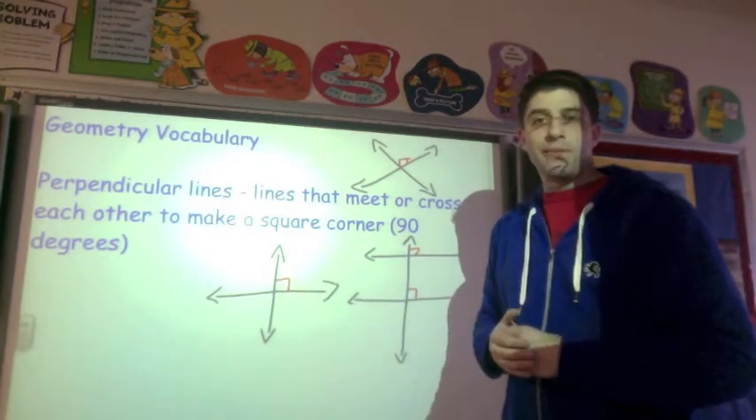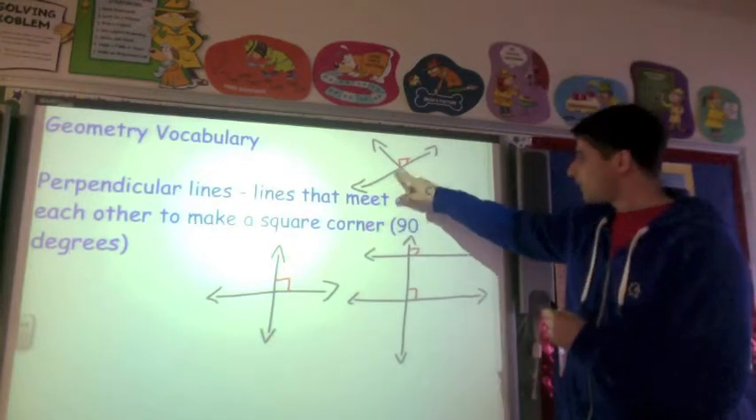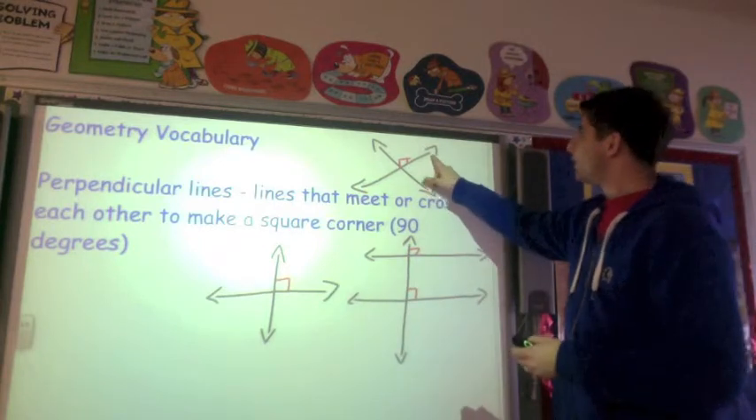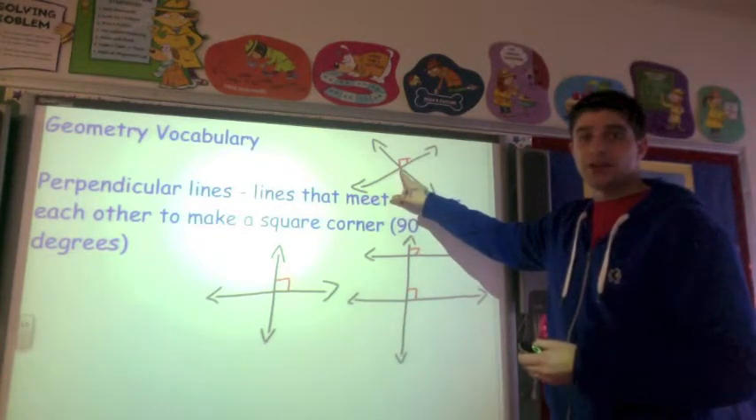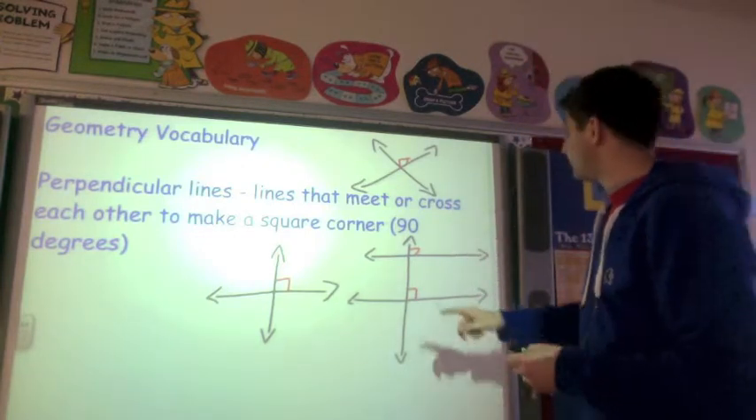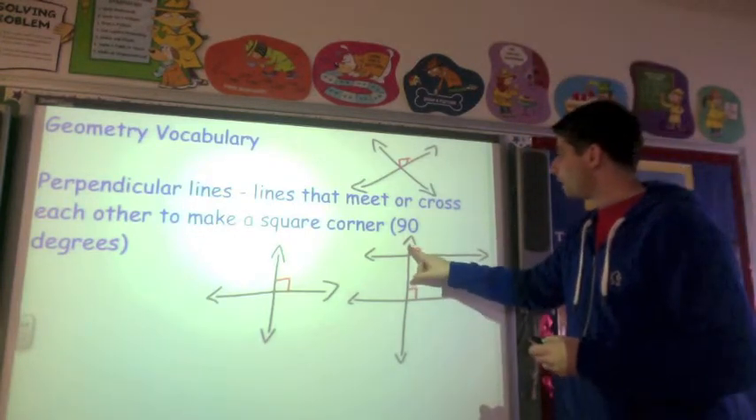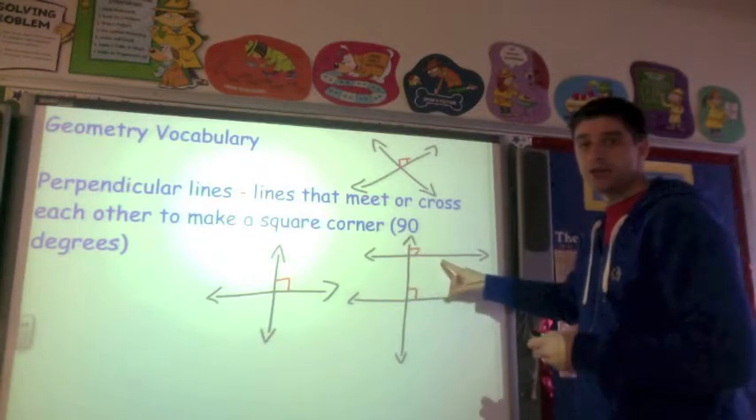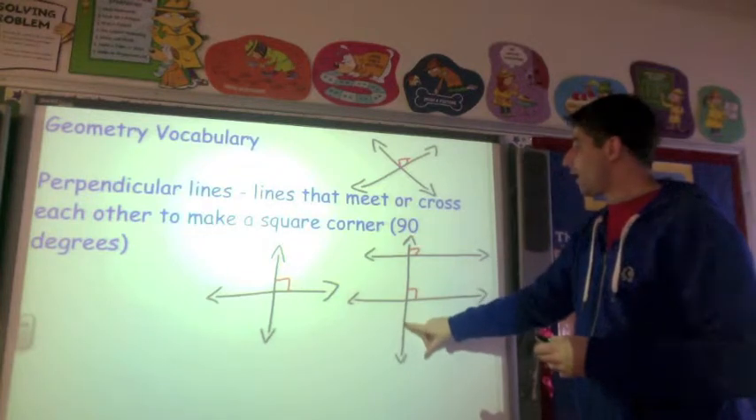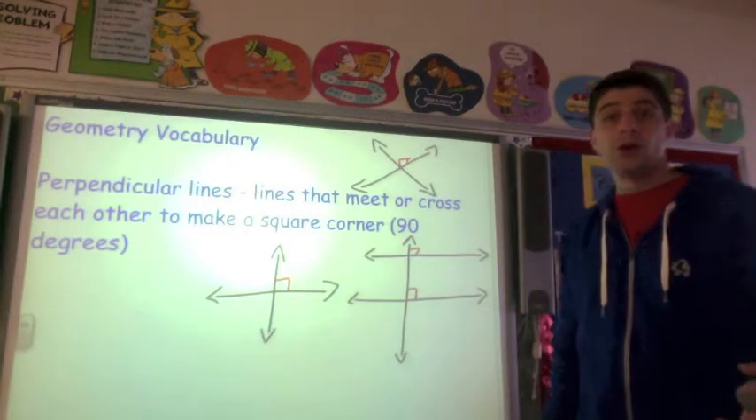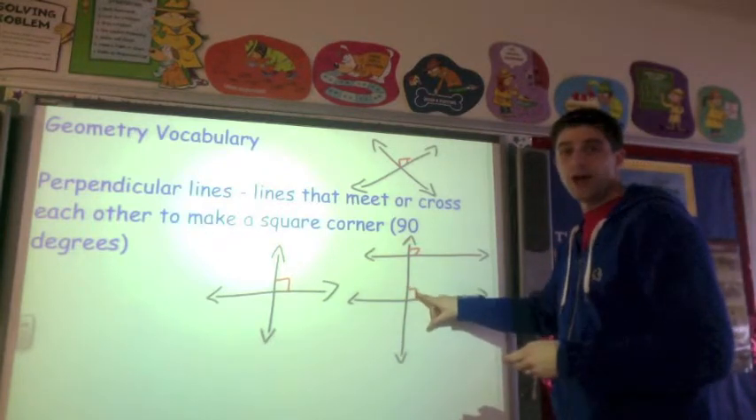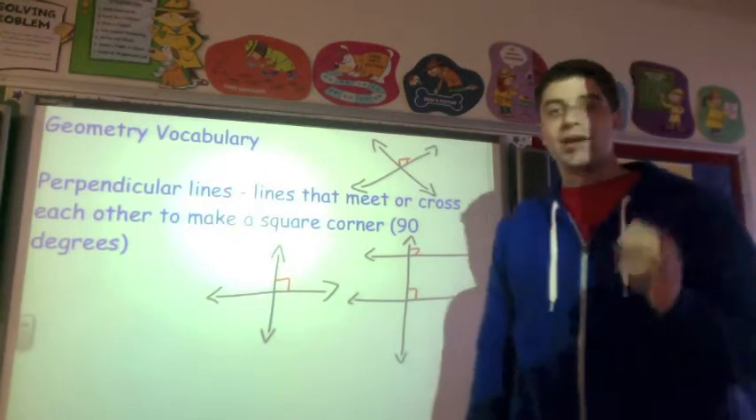A couple other ways we could have perpendicular lines. They don't always have to be a perfect lowercase t, if you will. They could be an X. But as long as there's a box that tells us it's 90 degrees, then they're perpendicular lines. Same up here. I could have two parallel lines, and a perpendicular line. How do I know they're perpendicular? Yep, you guessed it, because the red boxes are here telling me they're 90 degrees.